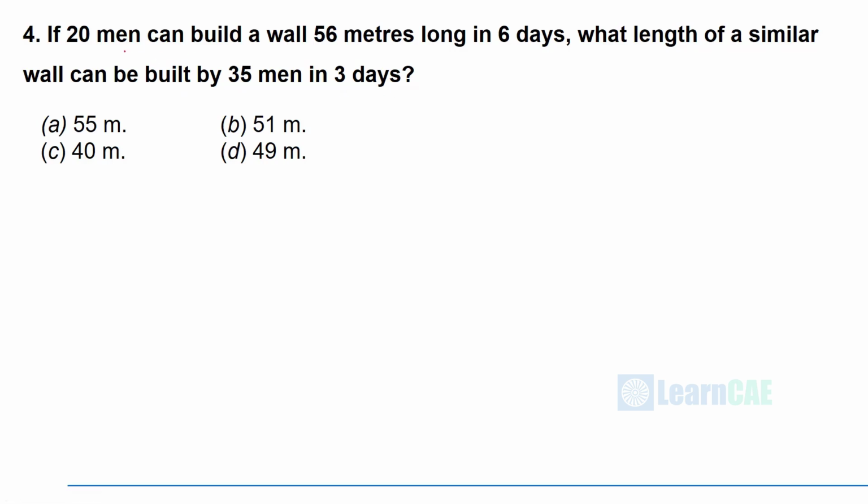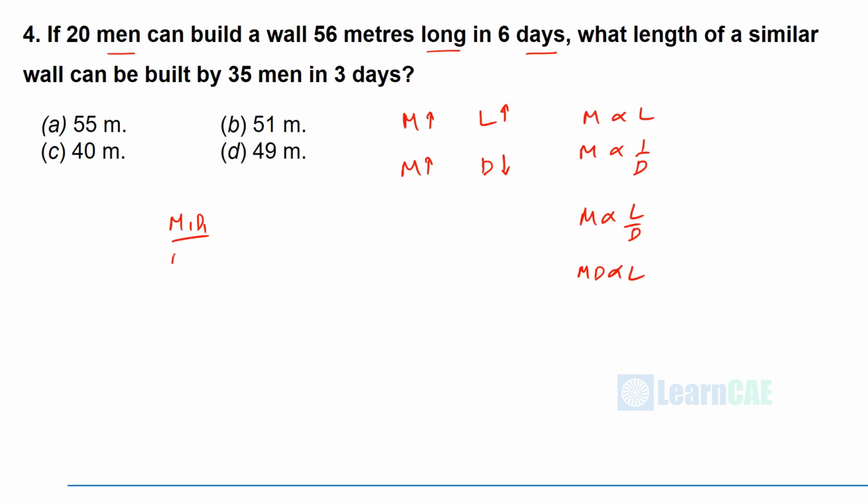So here there are 3 variables, that is number of men, the length of the wall and number of days. Okay. So more men can build longer length of wall. And more men will need fewer days to complete the work. So M is proportional to L and M is inversely proportional to number of days. So it means M is proportional to L by D. So you can write MD is proportional to L. So it means M1 D1 divided by M2 D2 is equal to L1 by L2.